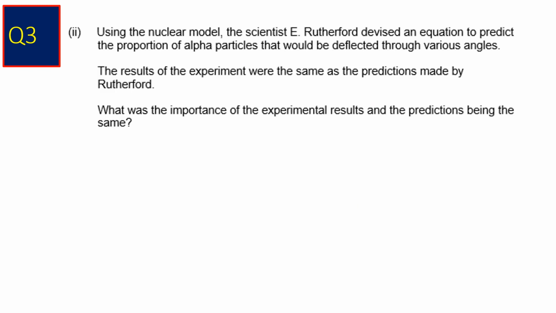Now, using the nuclear model, the scientist E. Rutherford devised an equation to predict the proportion of alpha particles that would be deflected through various angles. The results of the experiment were the same as the predictions made by Rutherford. What was the importance of the experimental results and the predictions being the same? So, Rutherford predicted something and it was backed up with data. Why is that important or significant?